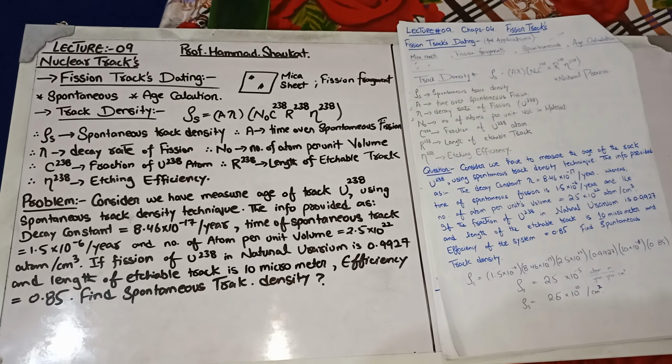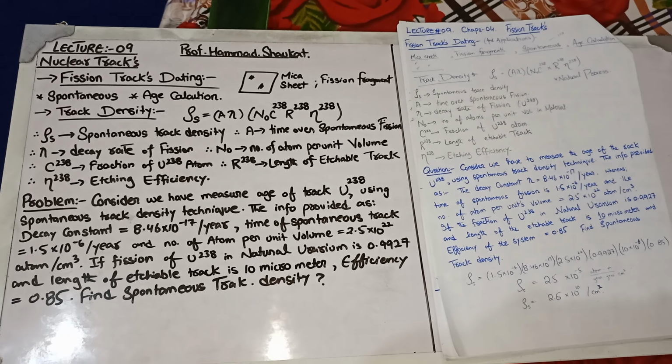But you have to find the spontaneous track density. So how can you find it? With this relation: rho s equals A lambda N0 C R eta. So let's find it. What you have to do is just put the values in this formula.